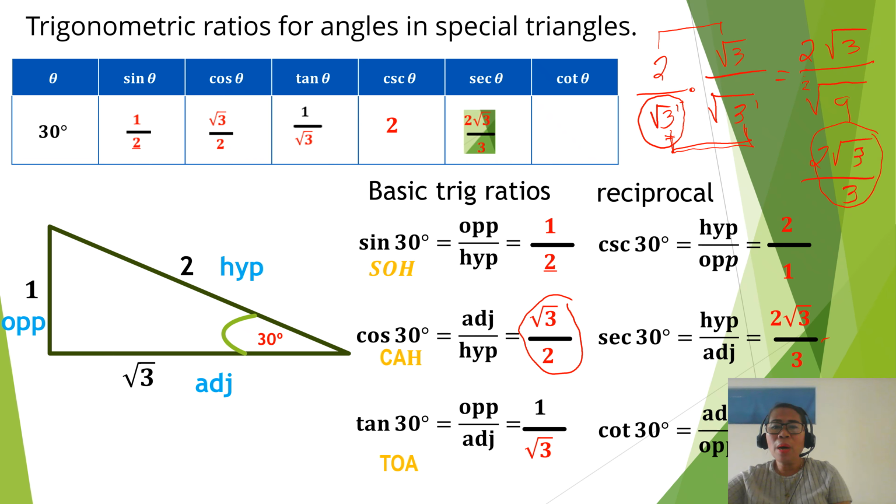What about that cotangent 30? Cotangent 30 is the reciprocal of tangent. So meaning the cotangent is the reciprocal of 1 over square root of 3, which is square root of 3. So therefore, this will be also square root of 3.